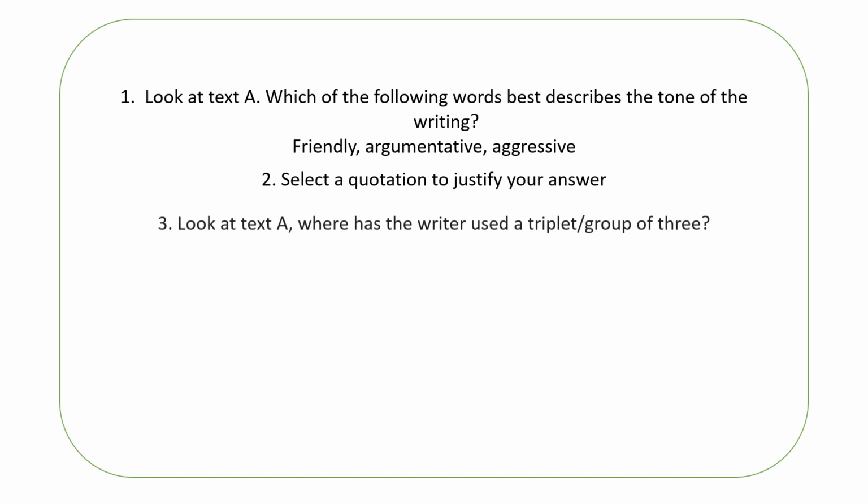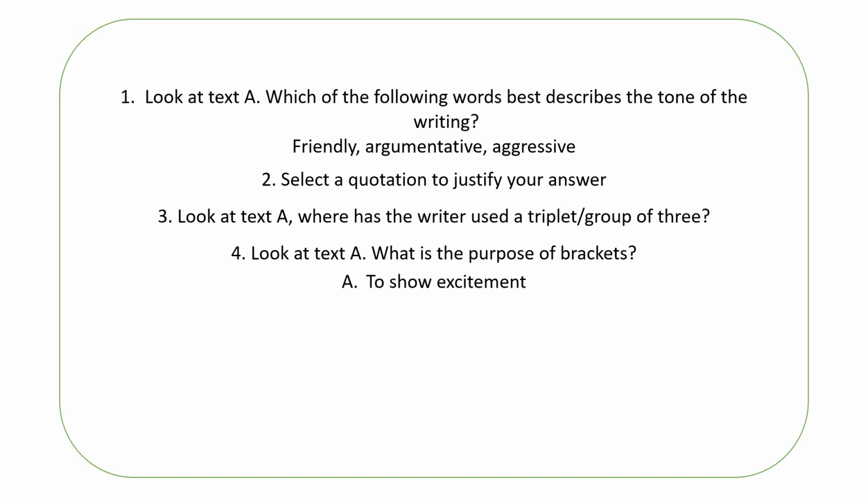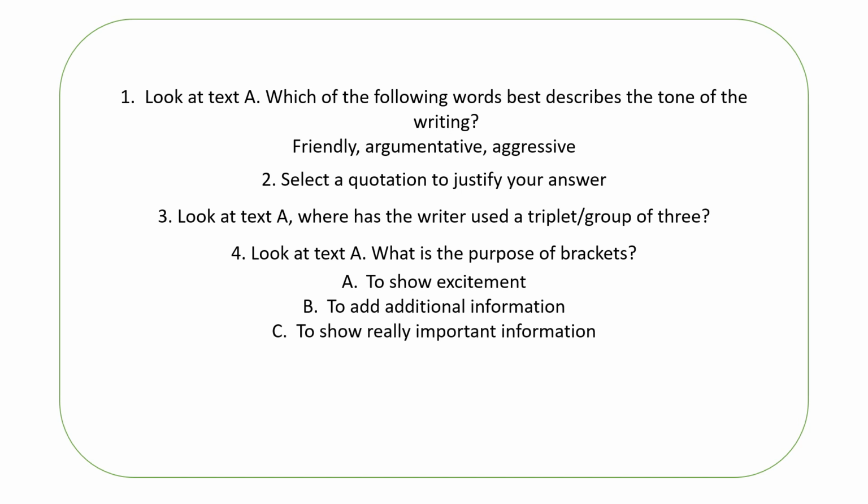Number 3. Look at text A. Where has the writer used a triplet or a group of 3? Now if you're not too sure what we mean by this, please do check out our other videos that go through the DeForest techniques. That's some of our key language techniques that we need for this kind of writing. Number 4. Look at text A. What is the purpose of brackets? And we either have to show excitement, to add additional information, or to show really important information.